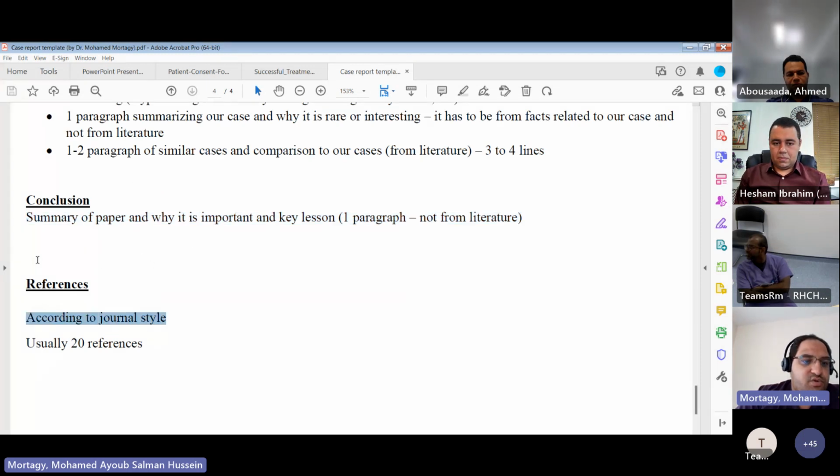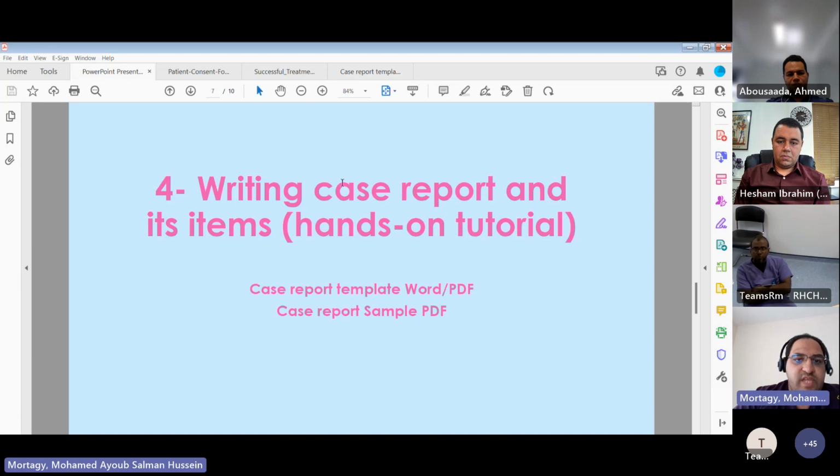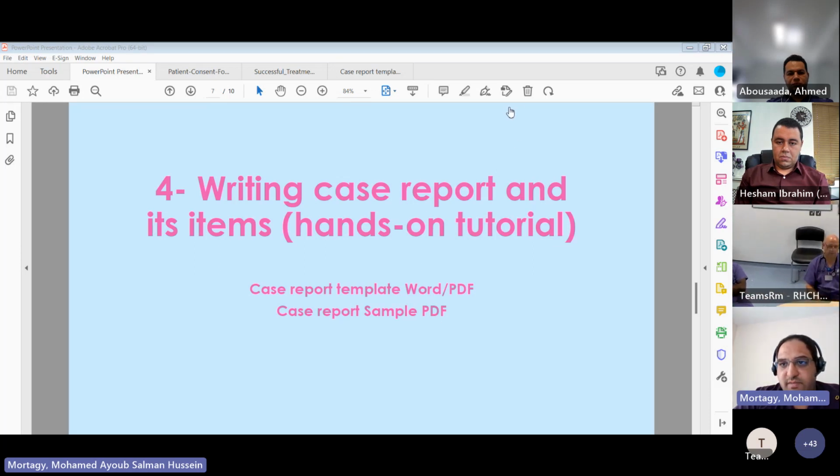And then you should put your references according to journal style, usually 20 references, not more than this. Some journals will not accept your paper if it has more than 20 references or more than five authors. Those are your limits, kind of. So that is how we format our case report. But I just wanted to show you as well how to write and do references at the same time.